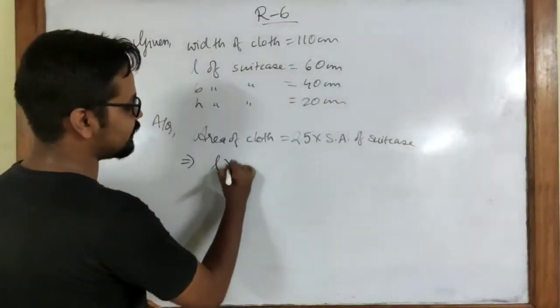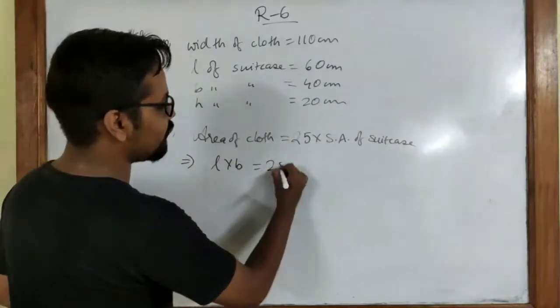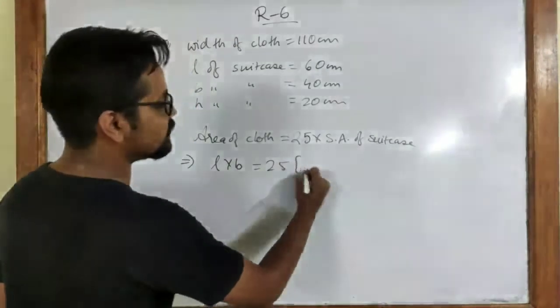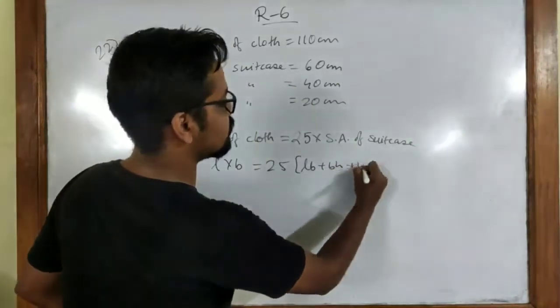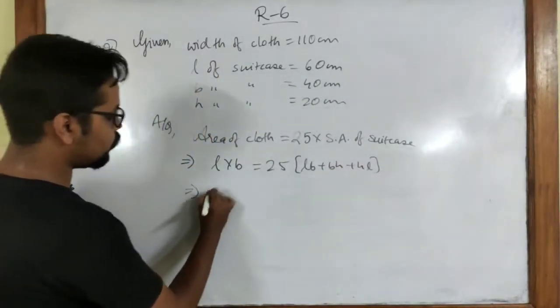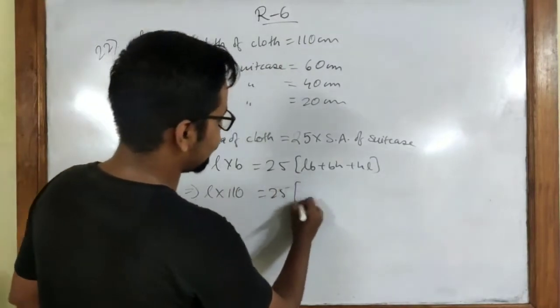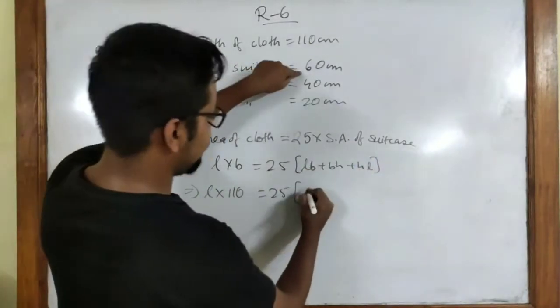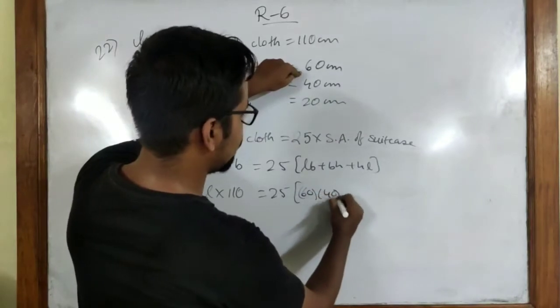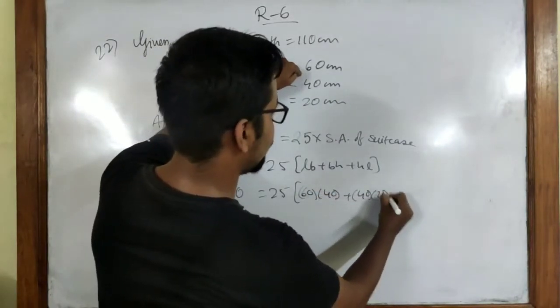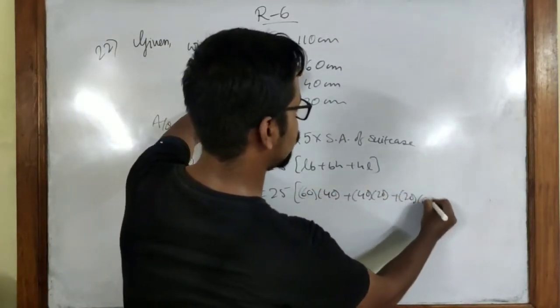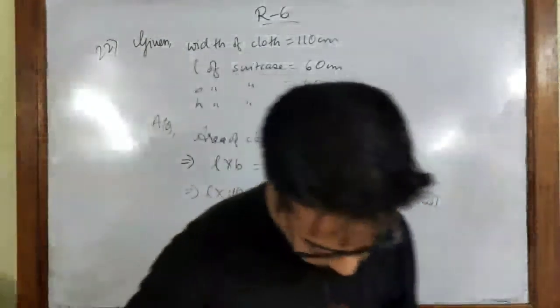So what is the area of the cloth? Length is not given, it is length into breadth, right? And for 25 into surface area of suitcase is LB plus BH plus HL. So here we don't have length, but we have the breadth. Breadth is 110. 25, we need to multiply. We use the formula, that is 60 into 40 plus 40 into 20 plus 20 into 60. I think I have done the values.